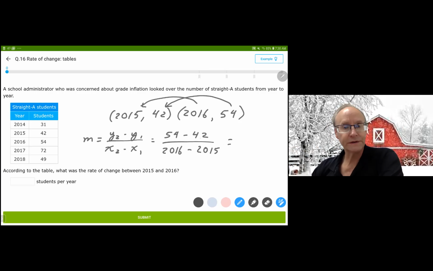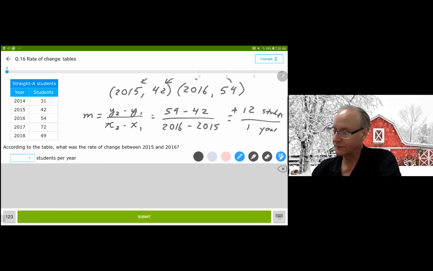And the units matter in this case. 54 minus 42 is 12. And this is 12 students, well, straight A students, per 1 year. And it's positive. So what happened is we went up 12 students per year for that 1 year. So that's the rate of change. And that is positive 12.